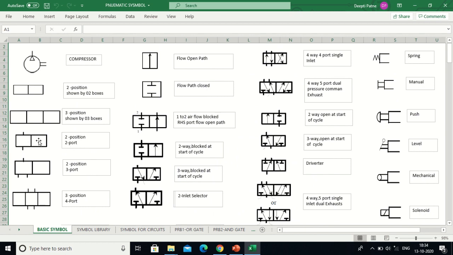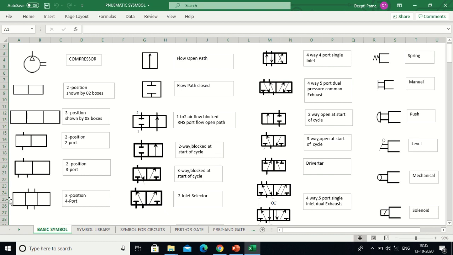So these 2 boxes indicate the positions, whereas the 2 lines over here indicate the ports. So it is a 2 by 2 valve because it has 2 positions and 2 ports. This is a 2 position and 3 ports valve, so 3 by 2. Usually the first number, 3, indicates the ports, followed by the positions. So 3 by 2 valve. This is again a 3 position and 4 port valve, so it is a 4 by 3 valve.